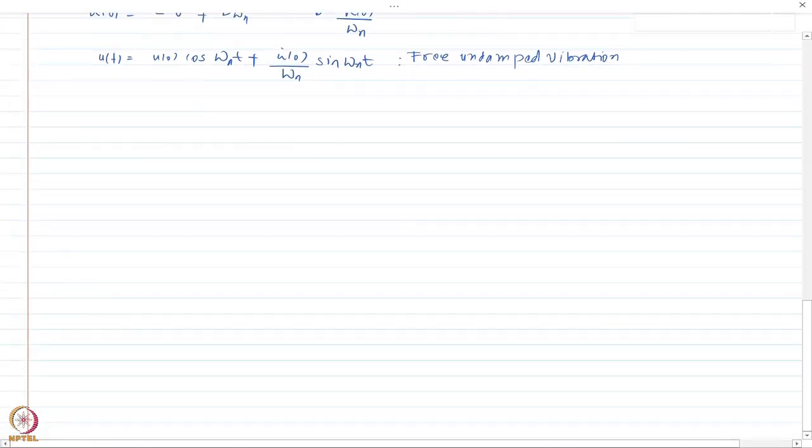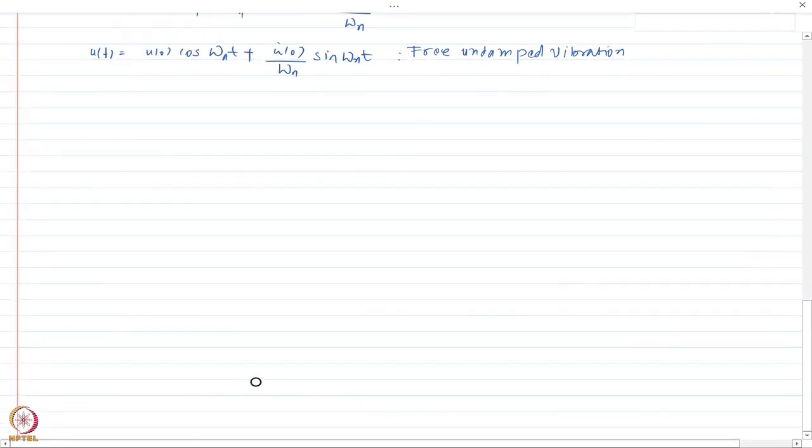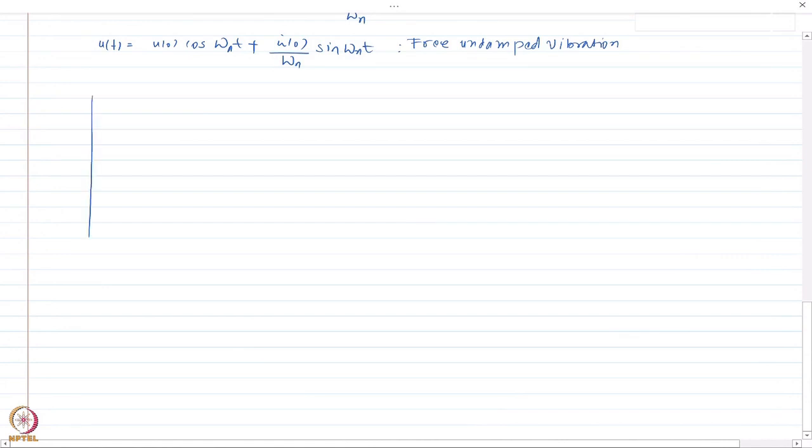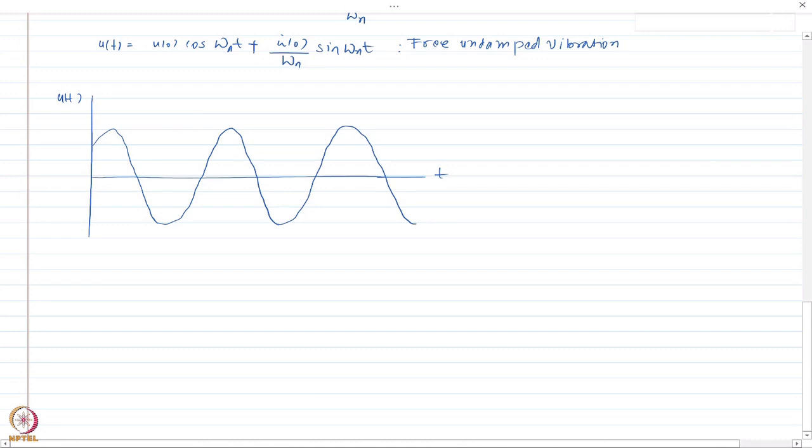So I have a cos function and then I have a sine function. If you plot this expression, this is u of t, and if you plot it here, it would look something like this. So what do I basically see here? The expression for u of t is actually a harmonic function and also a periodic function, which repeats itself after a specific time.